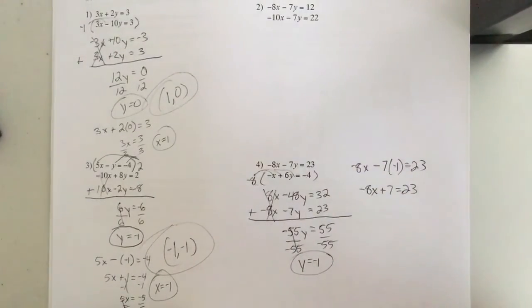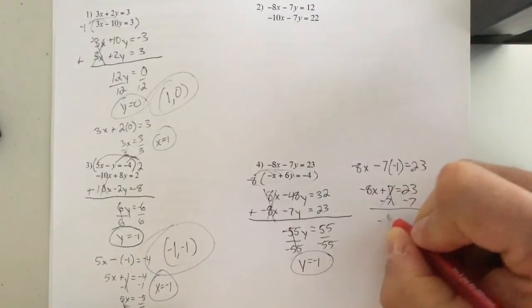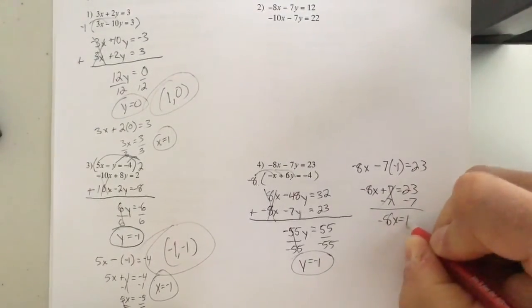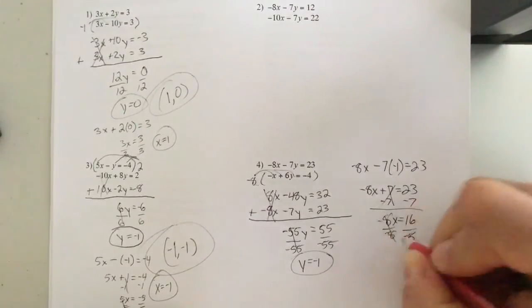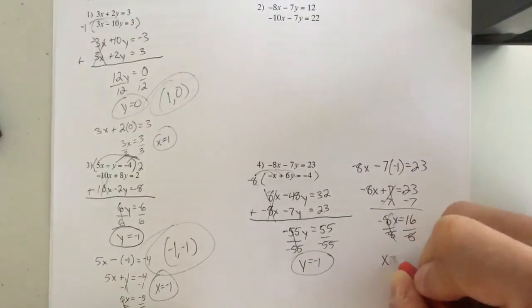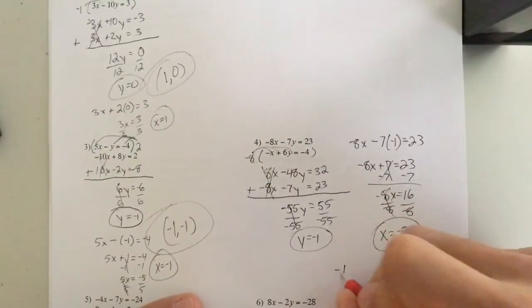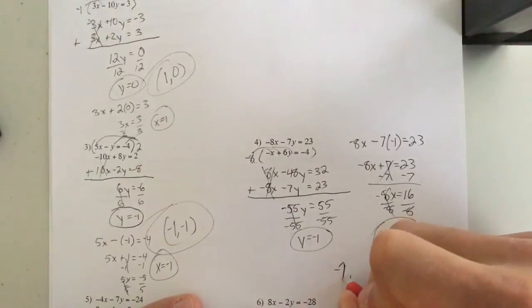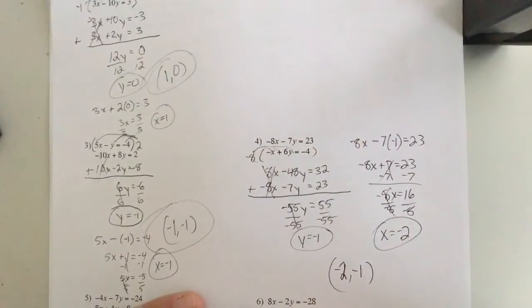Now it's a 2-step equation, fam. You got this. Subtract 7 from both sides. Those cancel. Negative 8x equals 16. Divide both sides by negative 8. And sure enough, x equals negative 2. So that means my point, oops, sorry, I almost put it backwards. My point should look like negative 2, negative 1.